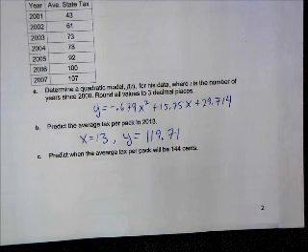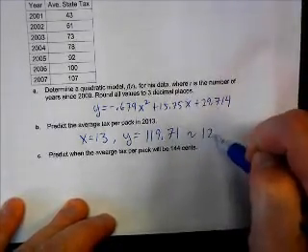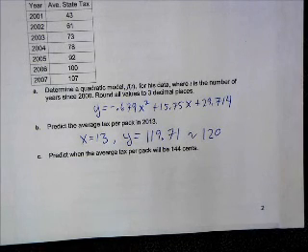Why did I round to 2 decimal places? Actually, I think a better answer would have been just 120. Why is rounding off to 120 a better answer? What are the units here on y? The units are not whole numbers, but I think it makes more sense to put them in whole numbers.